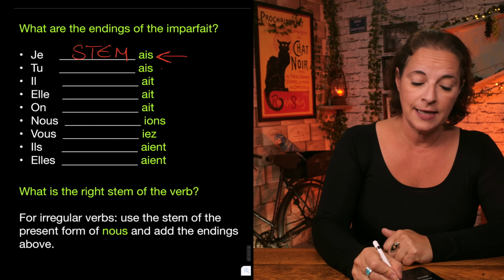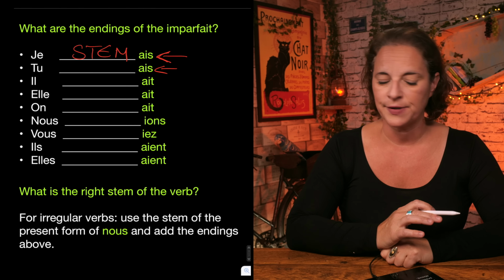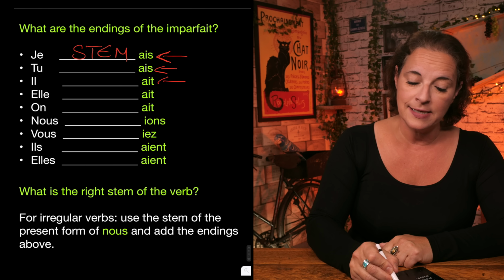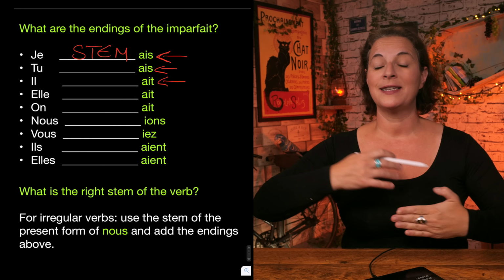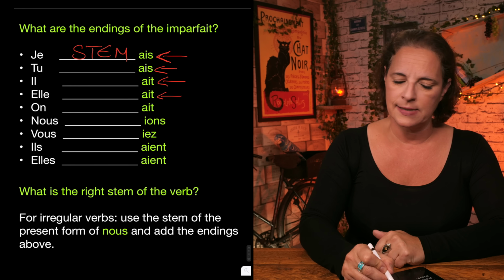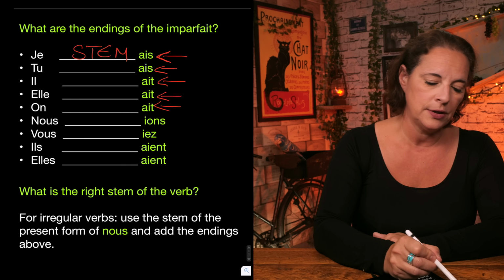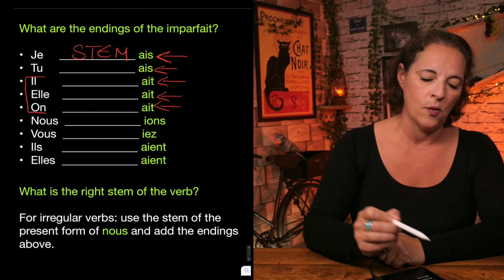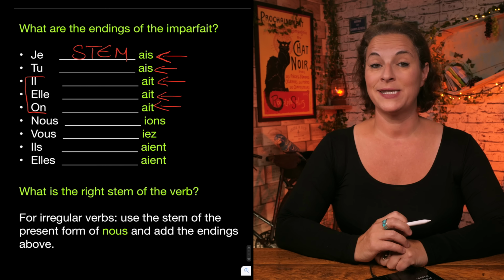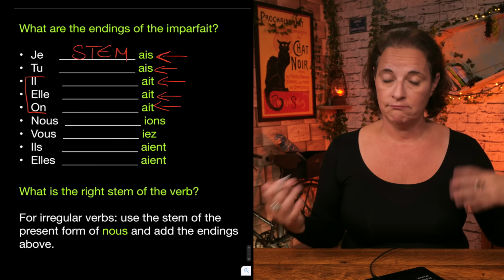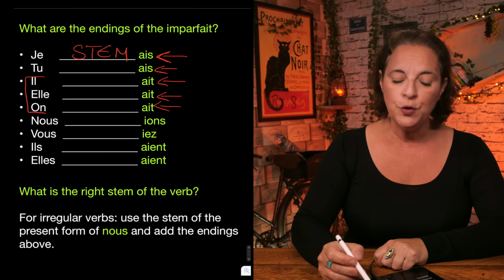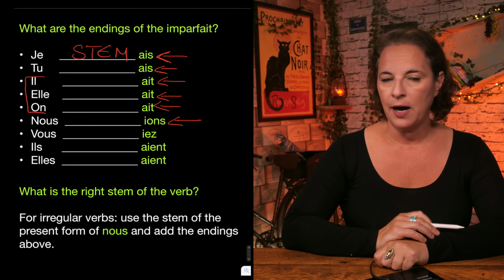For tu, the ending is e as well, same pronunciation. For il, it is e, same pronunciation, but it has a t. For elle, it is e with a t. For on, it is e with a t. Now, what you need to know is that il, elle, and on are always conjugated the same way, okay, together. Il, elle, on.